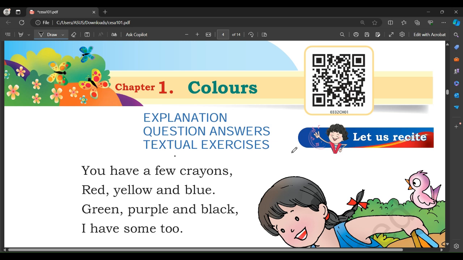Hi, my dear students. You are going to listen to the explanation, question answers, and textual exercises of Class 3 English Sandhu textbook, Chapter 1, Colors.